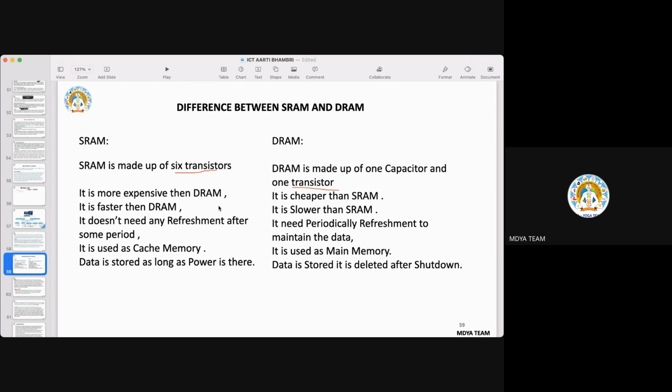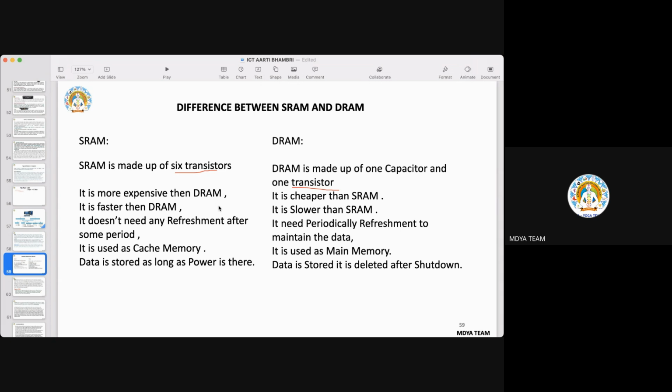And it doesn't need any refreshment after some period. All right. And this DRAM needs periodic refreshment to maintain the data. If the supply or power is switched off for some seconds or more, then its data will be removed, or you can say it vanishes or is erased.